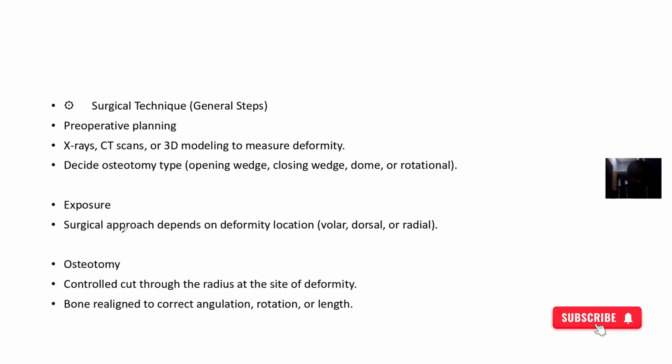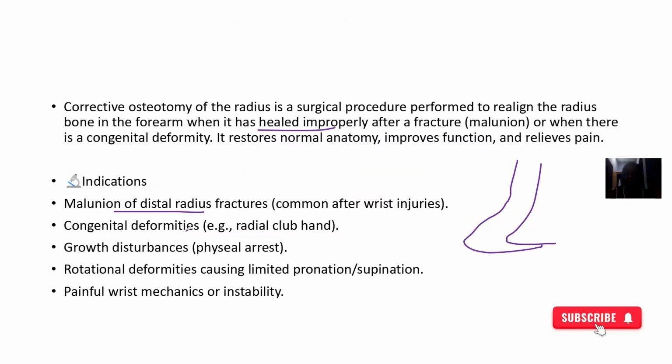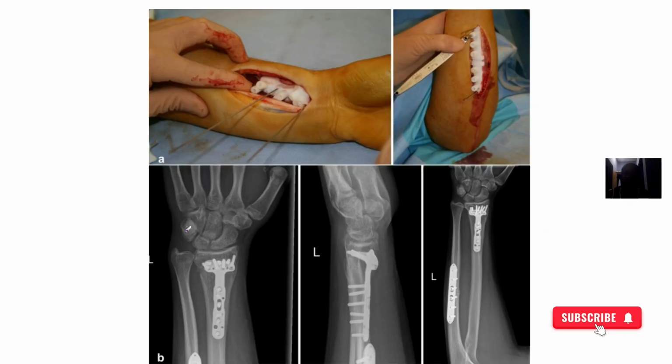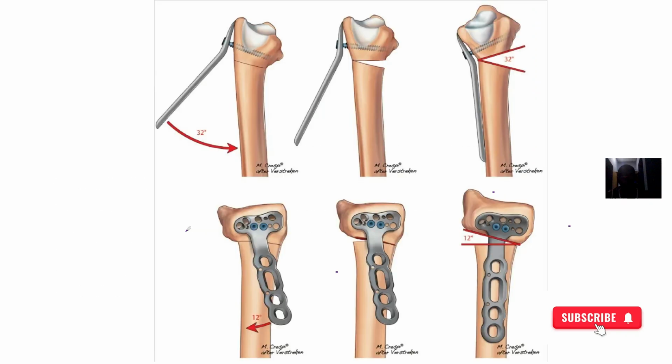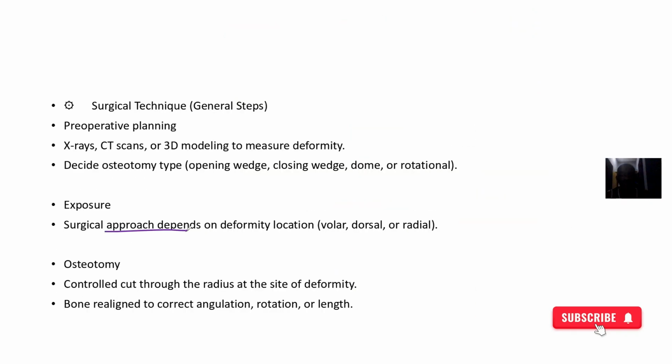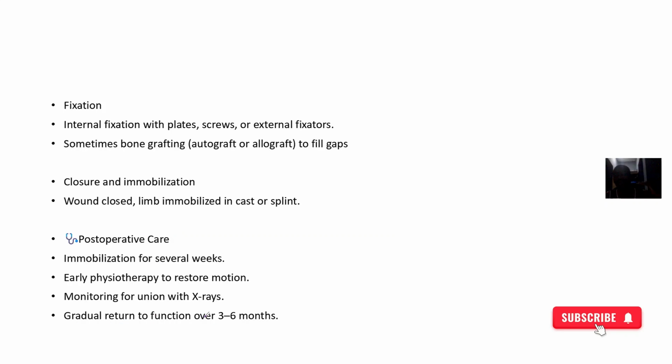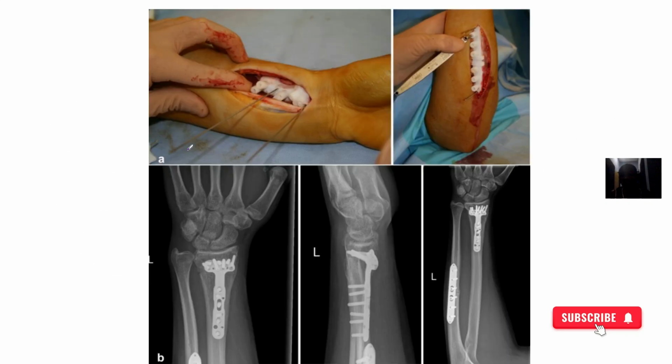Then exposure, the surgical approach depends on the deformity location. So at the site of where you want to correct it, you now make the incision. The osteotomy, now you cut through the radius at the site of the deformity. That's the place that looks like it's an extra bone. So when you cut it out, you now realign the bone. Then you now fix. So internal fixations like the plates, the screws, or sometimes you can use external fixators.